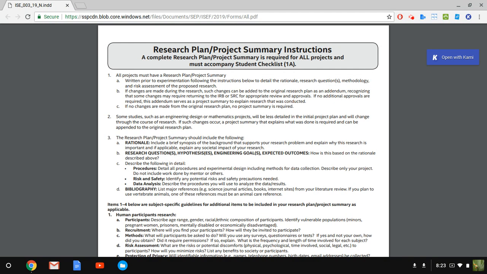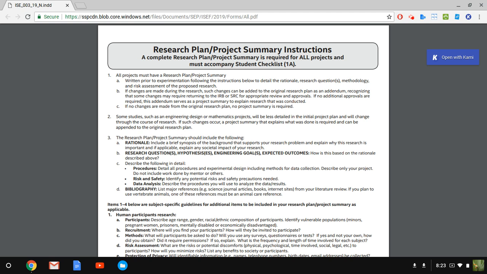So this video is sort of like a continuation of the 1A. This is the back of the 1A form. This is where you see the outline for what to include in your research plan and your project summary. Every project needs one of these. This has to be written prior to you going through the experiment.